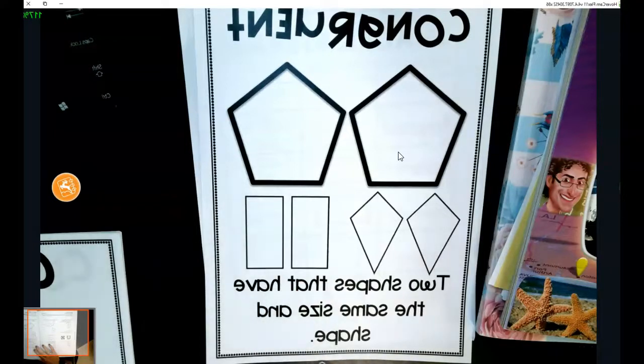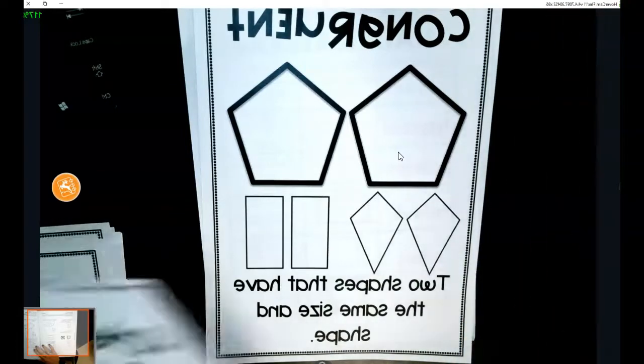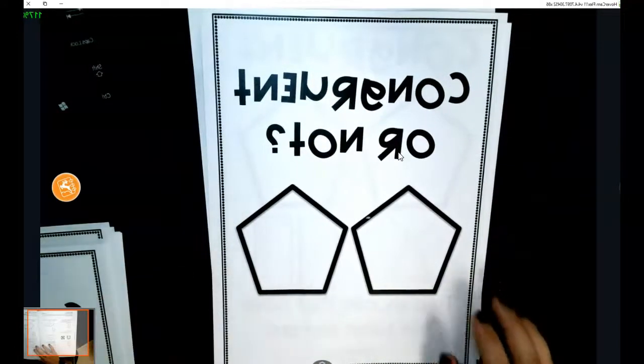So now what we're going to do, I'm going to put some shapes under the document camera and we're going to practice saying whether they're congruent or not. Okay. This one. Yes.